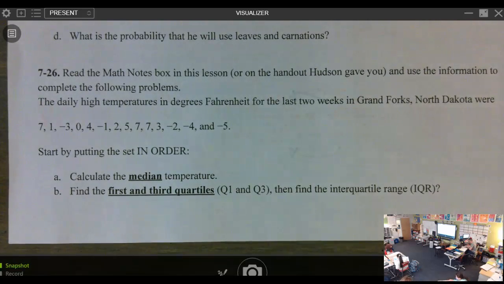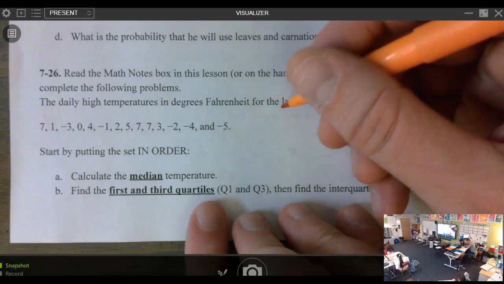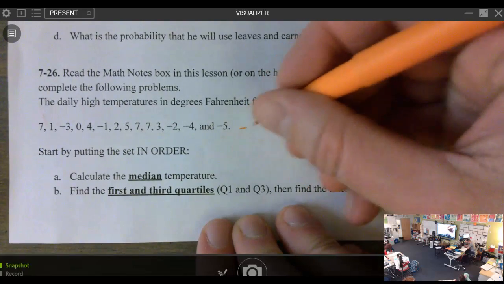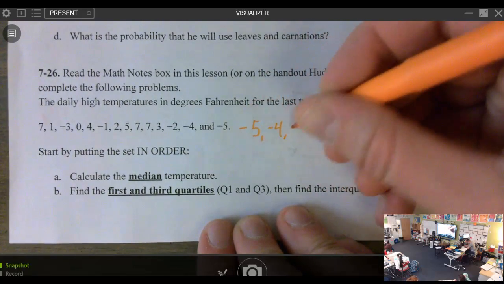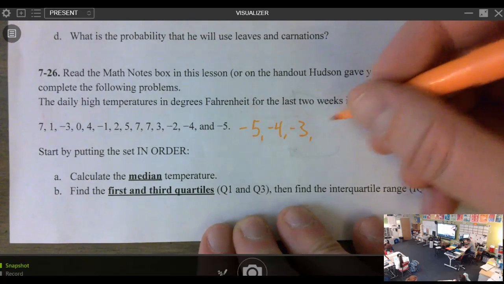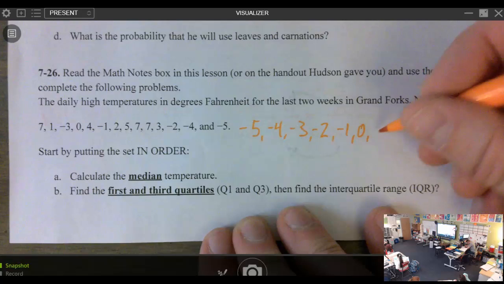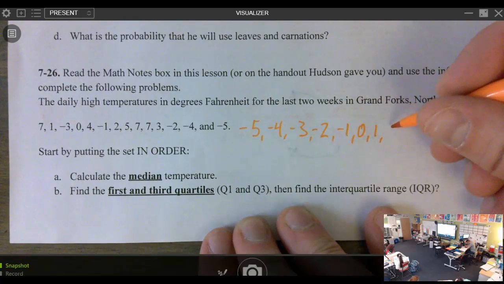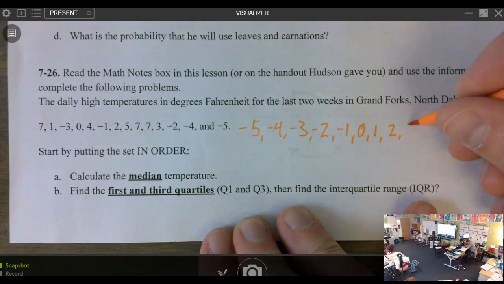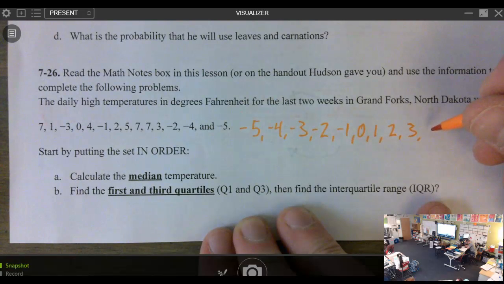Somebody help me out with putting these in order. -5 the lowest. Yeah. -4, -3. Hold on, you're going too fast. -4, -3, -2, -1, 0, 1, 1, 2, 3. Or no, yeah. 4, 5, and then 3 7s.